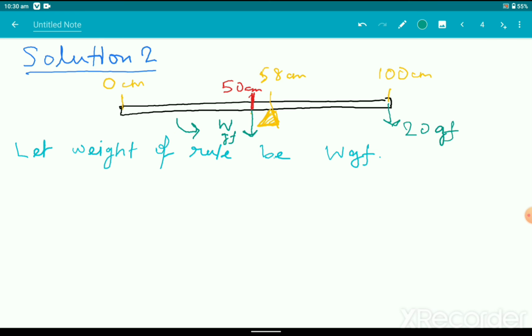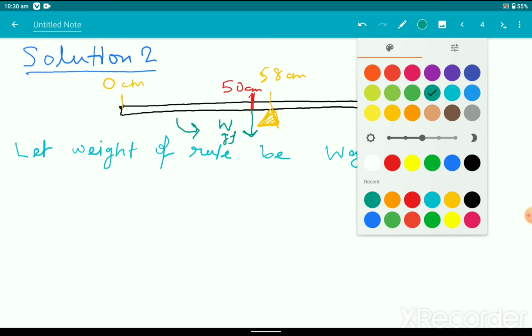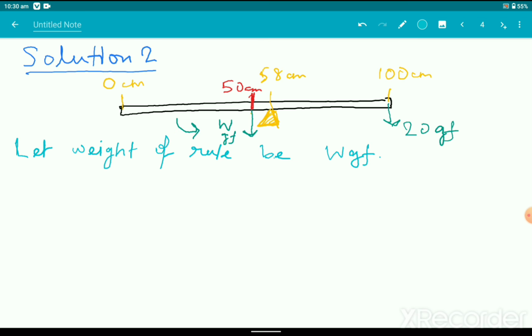Now the second part has been asked. The first part we have already completed. We have done the diagram, we have shown the arrangement in the diagram. Now we have to determine the weight of the rule. So this is the first part, the second part is the weight of the rule. For this, we know that under equilibrium condition, total clockwise moment is equal to total anti-clockwise moment, isn't it? So what is the total clockwise moment?